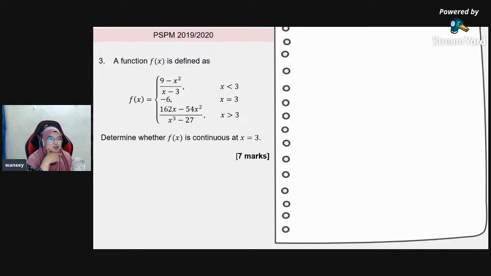Okay. 7 markah. Determine whether fx is continuous at x equal to 3. Continuous ke tidak?